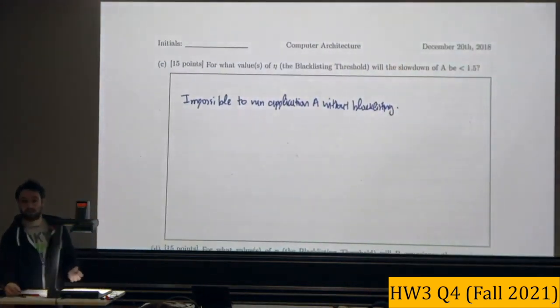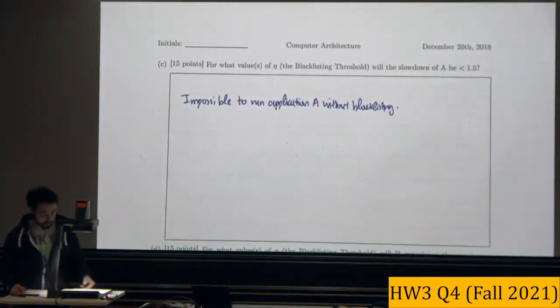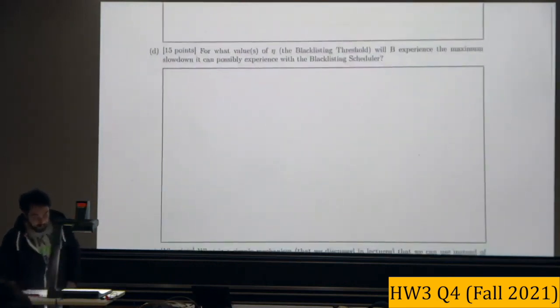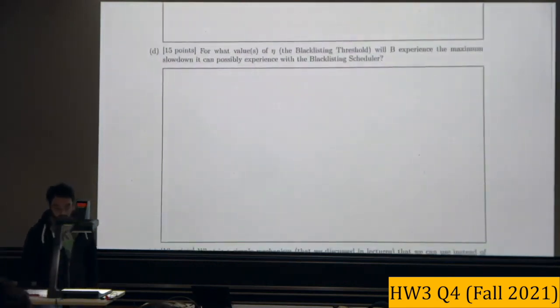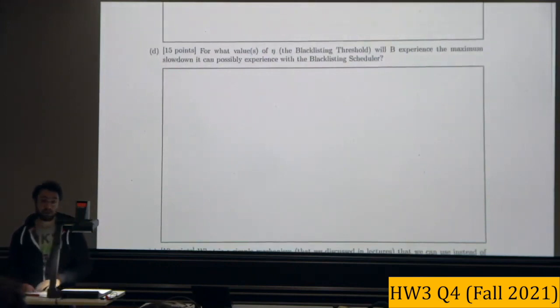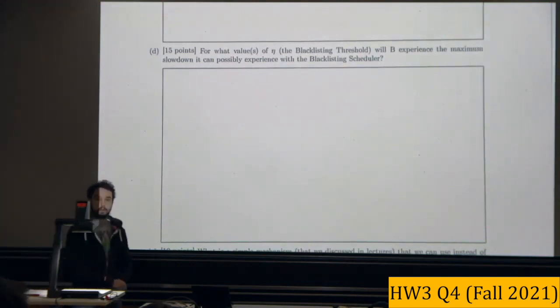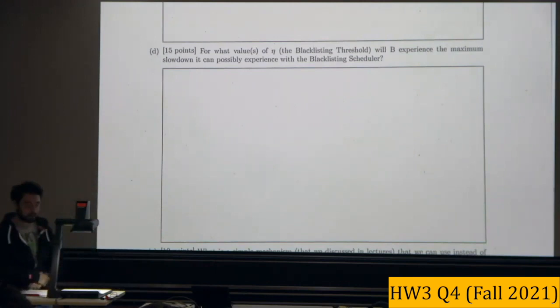If n is greater than 0, right? This is an easy question, I think. So, for what values of the blacklisting threshold will we experience the maximum slowdown from the blacklisting scheduler? You know that if n is greater than 6, as we discussed, or is equal to 1 or equal to 0, then you have the same slowdown as FRFCFS.